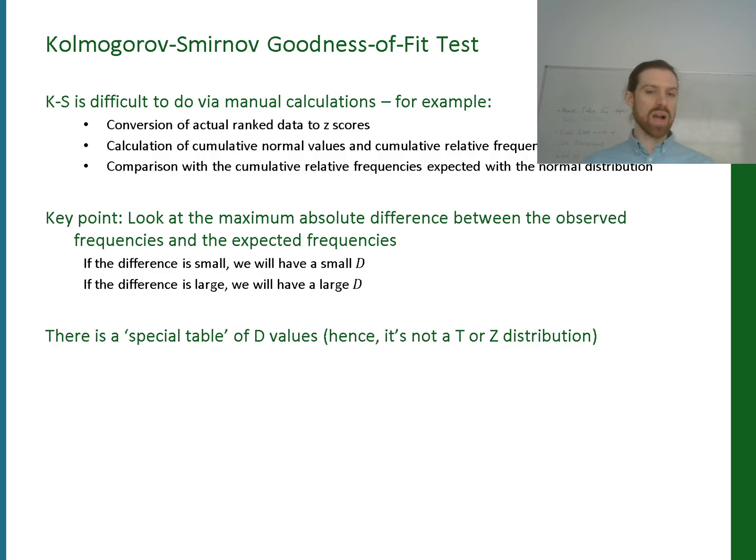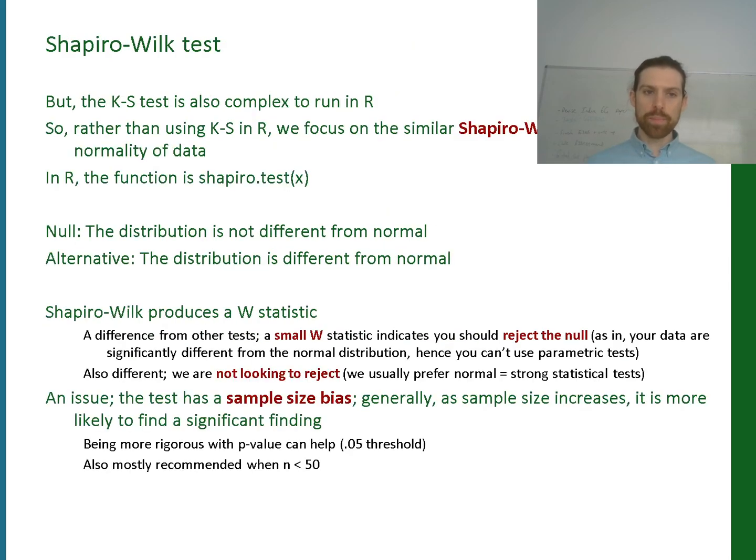So we're looking for the maximum value. So if the difference is very small, then we have a small D. And if the difference is very large, we have a very large D, okay? And there's a table of D values that you're able to look up. But as it's kind of complex to run in R, it's a little bit tricky. We are able to use the Shapiro-Wilk test to test the normality of data.